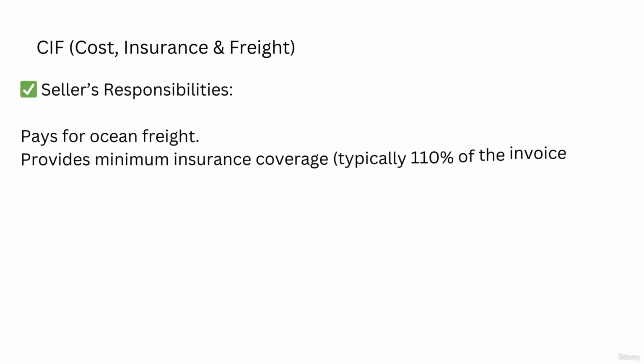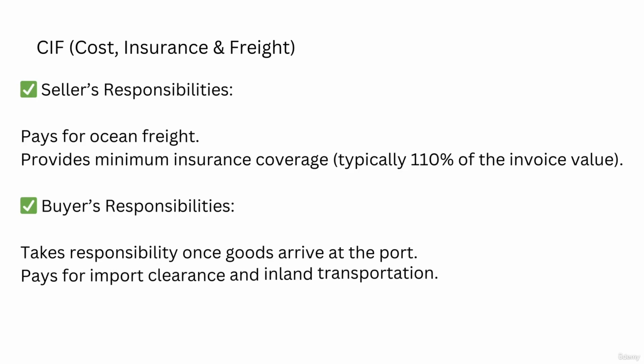CIF, cost, insurance, and freight. Seller covers freight and insurance. CIF is similar to CFR, but with an additional obligation on the seller to provide insurance for the goods until they reach the buyer's port. The seller pays for ocean freight to the buyer's port, and insurance coverage for the goods during transit. Once the goods arrive at the buyer's port, the risk and responsibility shift to the buyer.